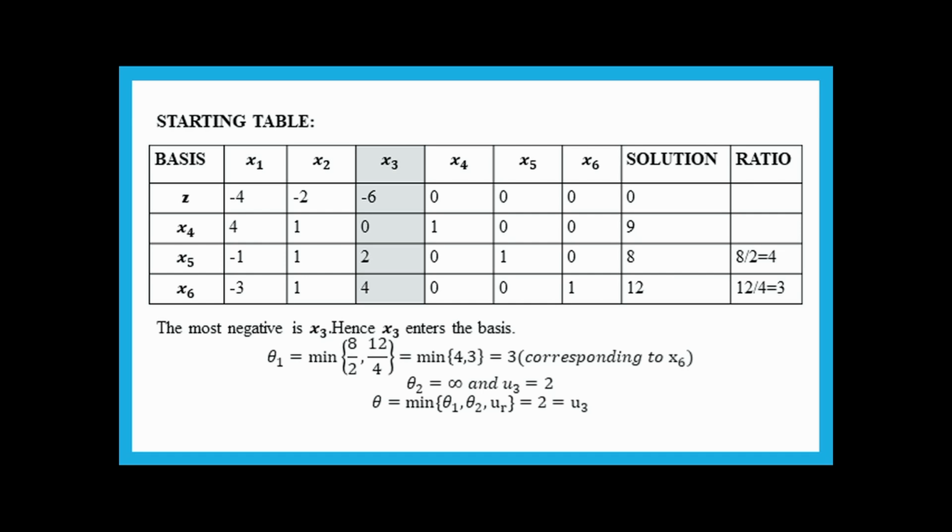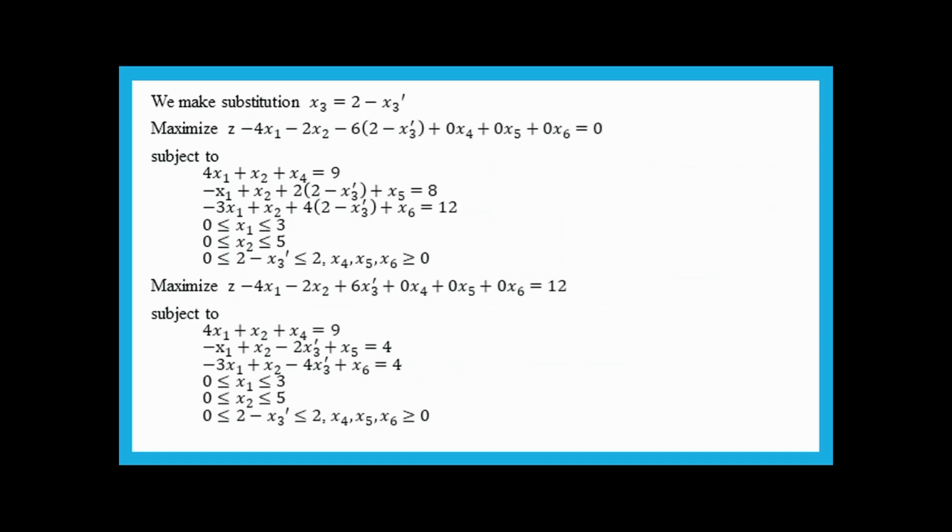U3 is equal to 2. U3 means the x3 upper bound is 2. Theta is the minimum of theta 1, theta 2, U3, and the minimum we get is 2. 2 corresponds to U3. We make the substitution x3 equals 2 minus x3 dash. Here 2 is the upper bound U3.